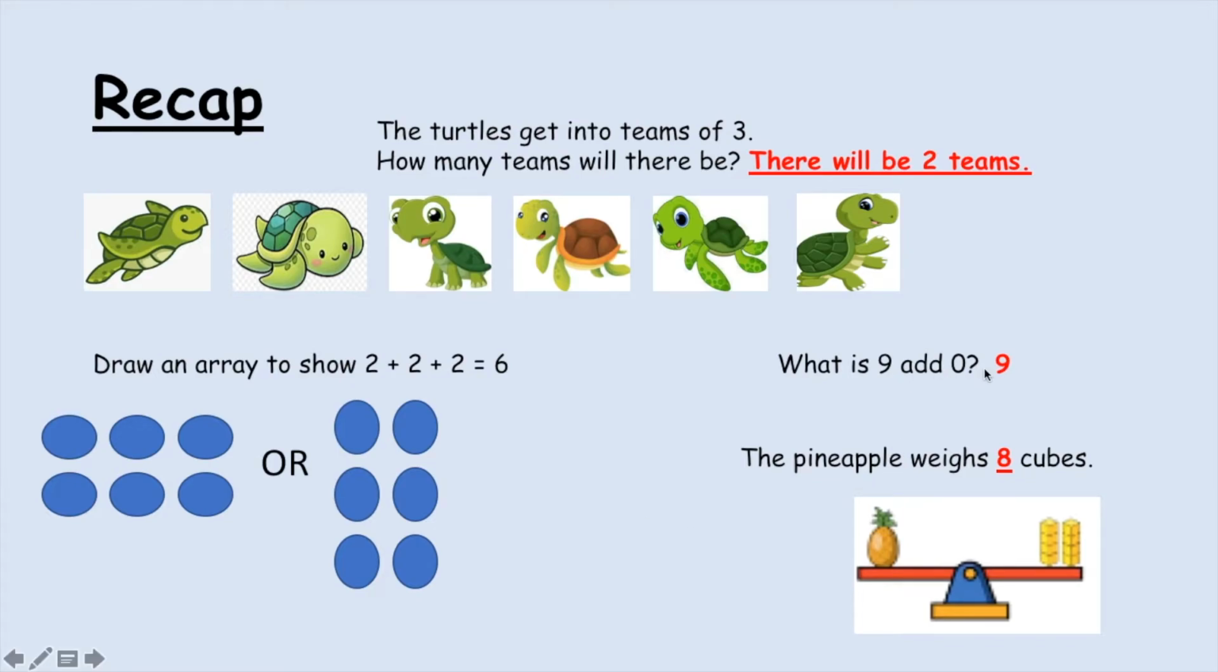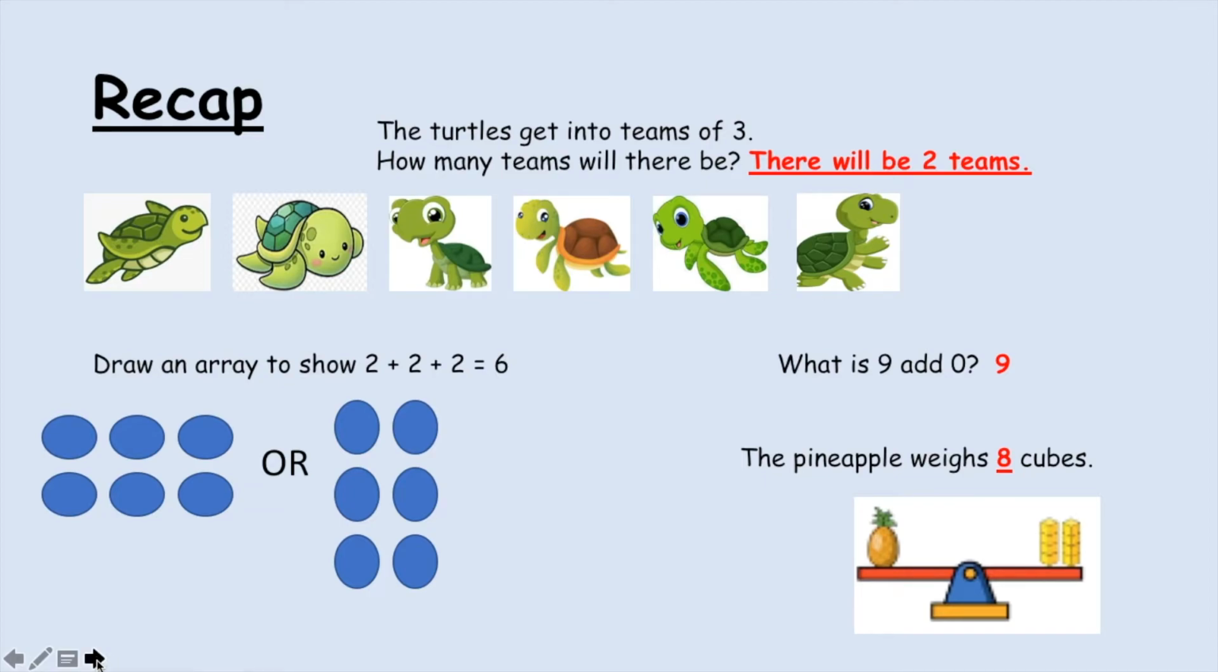What is 9 add 0? It's 9 because we're not adding anything. The pineapple weighs 8 cubes. 1, 2, 3, 4, 5, 6, 7, 8. So remember, when the balance is straight, that means that the weight is equal on both sides. Well done if you got those correct.